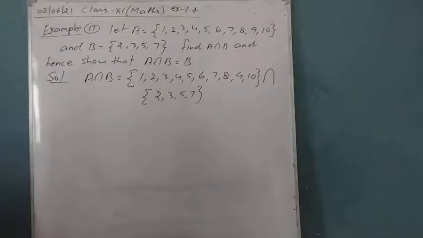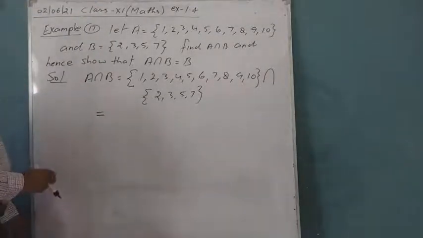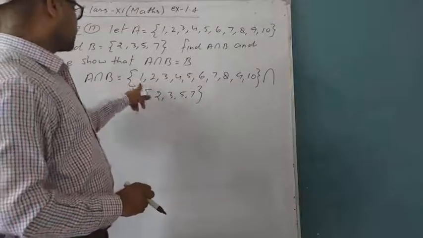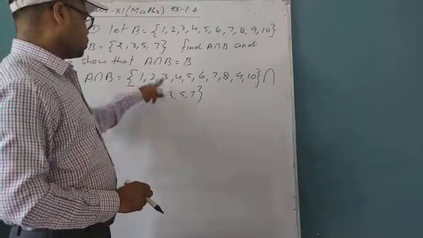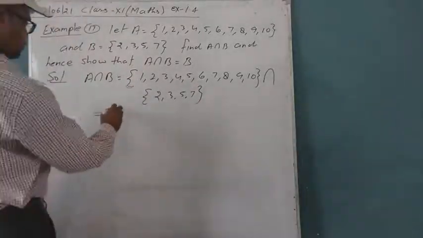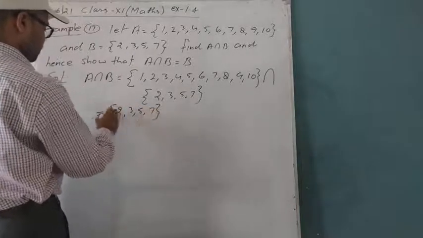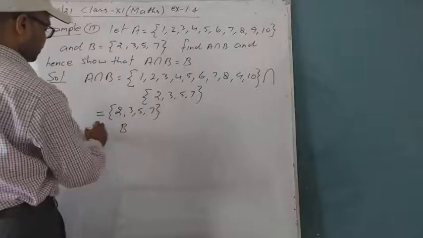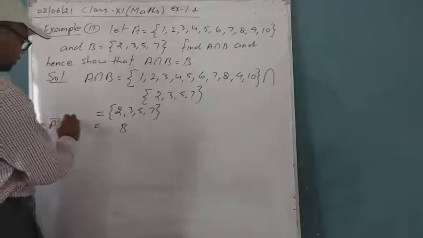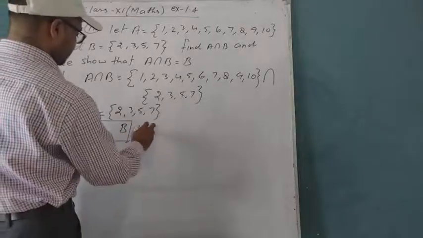Now intersection is the common elements. Check which elements are common in both sides A and B. They are 2, 3, 5 and 7. It is the same as set B. So this implies A intersection B is equal to set B. Hence proved.